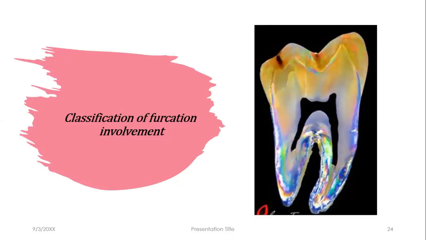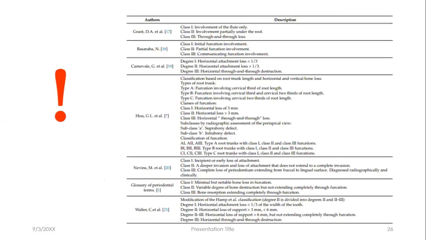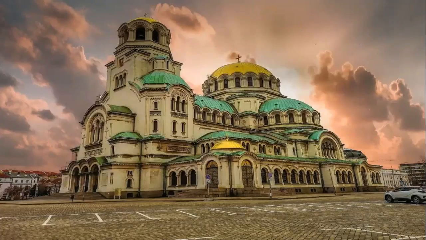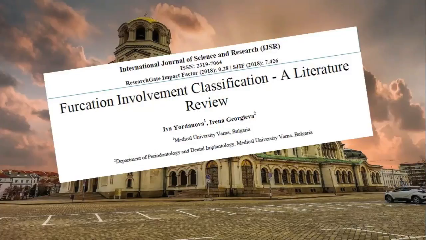Classification of furcation involvement. Over time, there were many classifications for furcation defects. Some of them are still in circulation with an evidence base, and some of them have drifted and no longer have great reference value. So we need an obvious and simple classification in order to obtain the right diagnosis. In 2018, the University of Bulgaria published this literature review. They mentioned all classifications, ancient and the most recent ones.